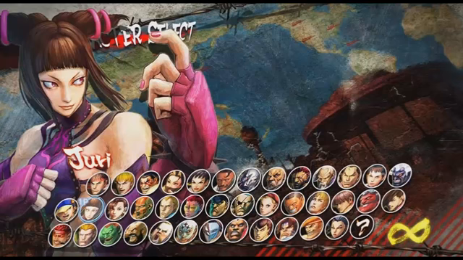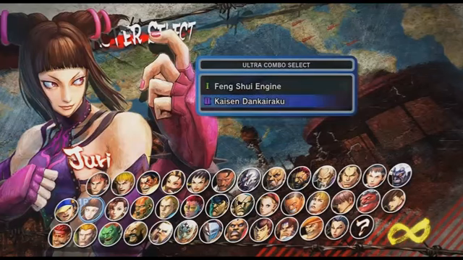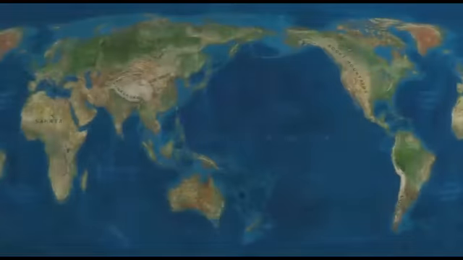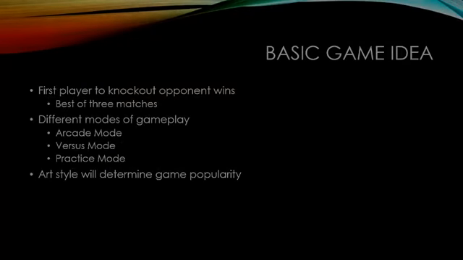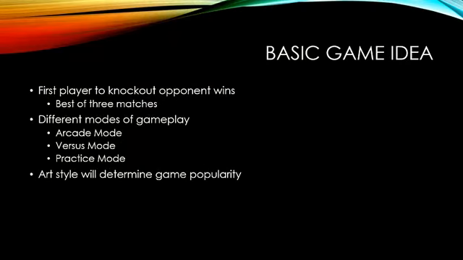Now, each character in the game has a special set of fighting moves, and these moves are activated by pressing the buttons or the analog stick or the joystick in a particular order that will make the character do the move to the opponent. Now, the goal is the first player to knock out the other character wins, and this is out of 3 rounds, so best of 3.